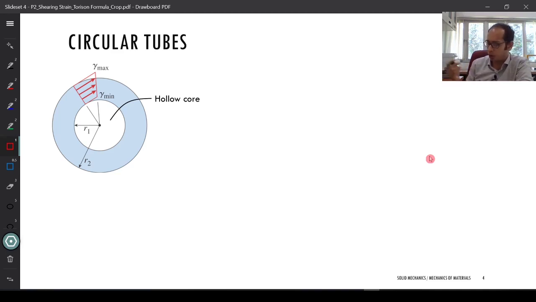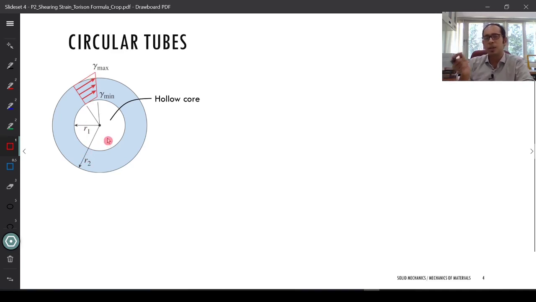So for the hollow shaft, remember, you have no material here. It's hollow, like a pipe. You have an outer radius and an inner radius over here. Since you have no material inside, of course you cannot have any shear stresses or shear strains. So your minimum shear strain is going to happen at the inner radius r1, and the maximum is going to happen at the outer radius, which is your r2 over here.